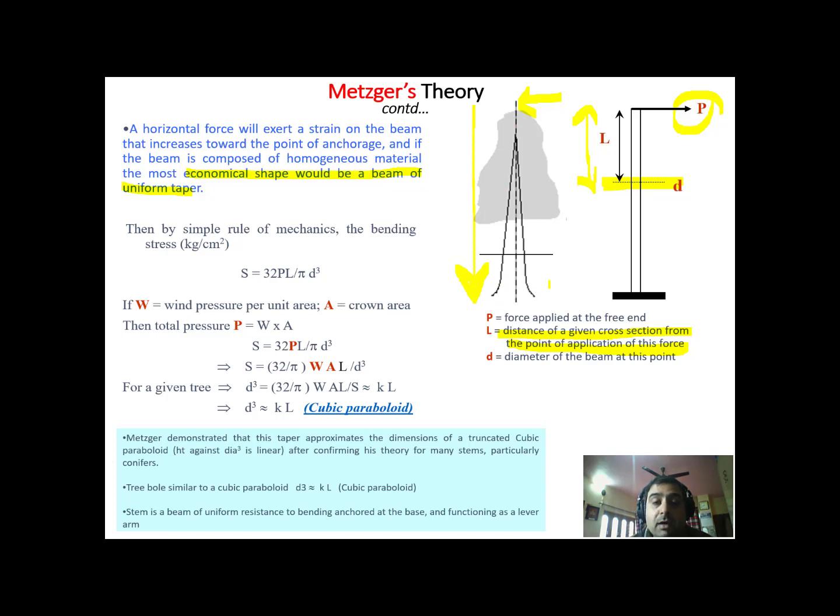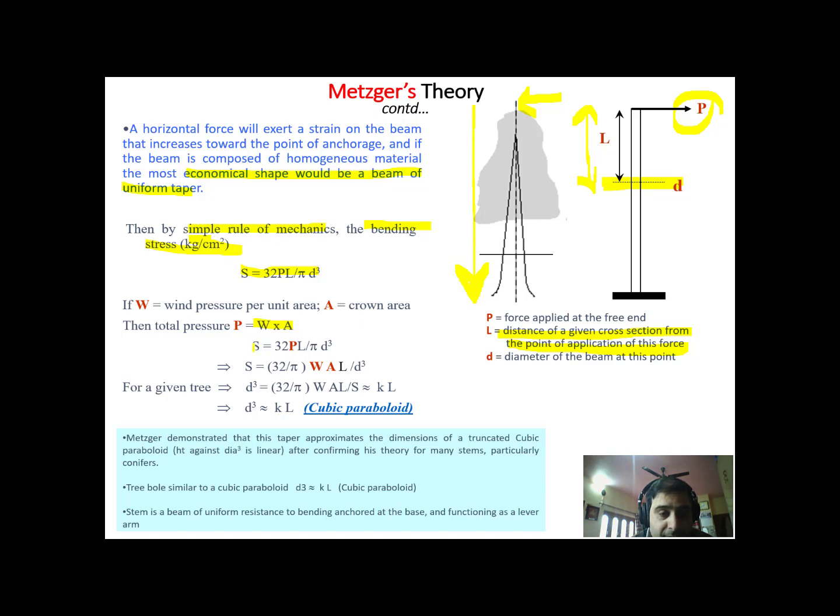if the material is of uniform quality. Now, by the simple rule of mechanics, the bending stress in kilogram per centimeter is given by the formula S is equal to 32 PL upon pi d cube. Now, if W is the wind pressure and A is the crown area, then this P, the pressure applied at the top of the tree, can be replaced by W into A. W is the wind pressure per unit area and A is the total crown area.